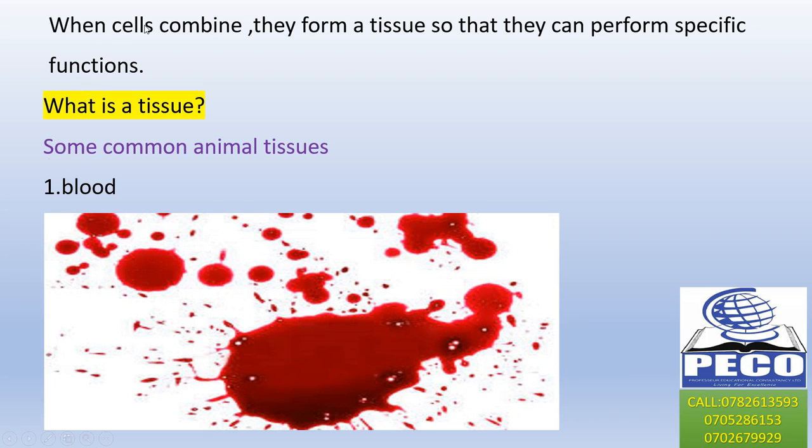Okay, this is what we are saying, that when cells combine, now that you get so many cells, put them together, then you are going to form what we call tissue. Okay, so now this tissue can perform a specific function. A question that can be posed is simple: what is a tissue? You can briefly say a tissue is a combination of cells.